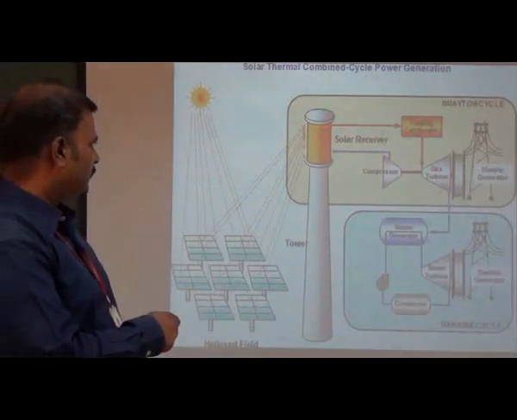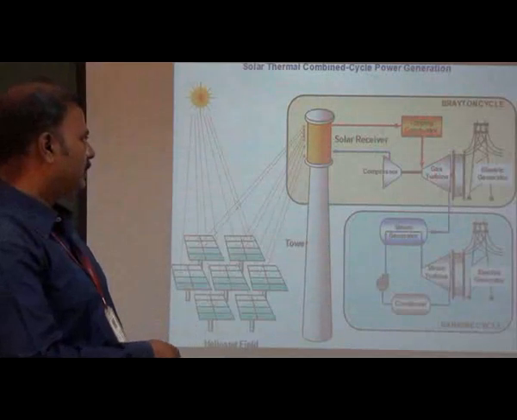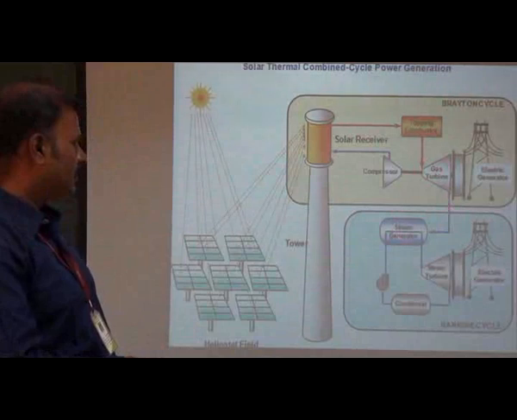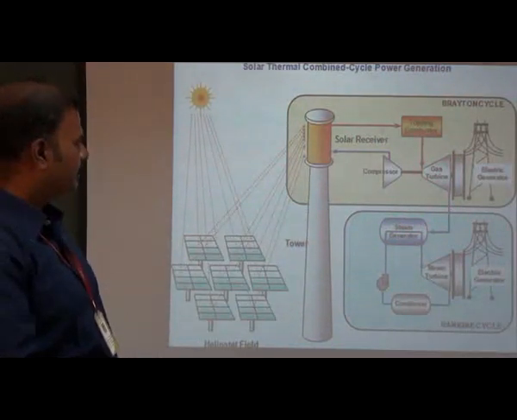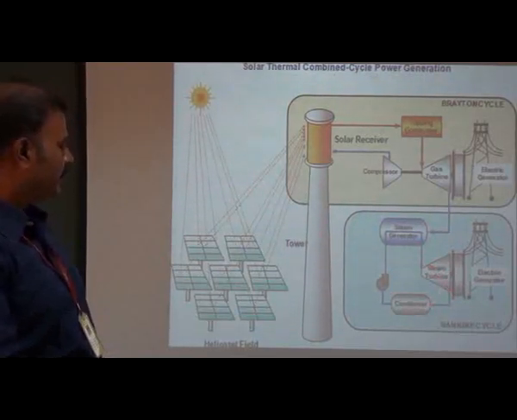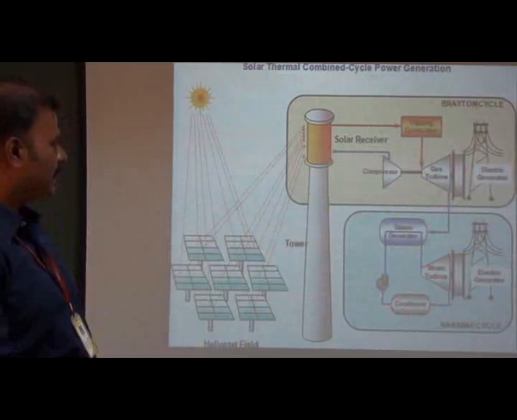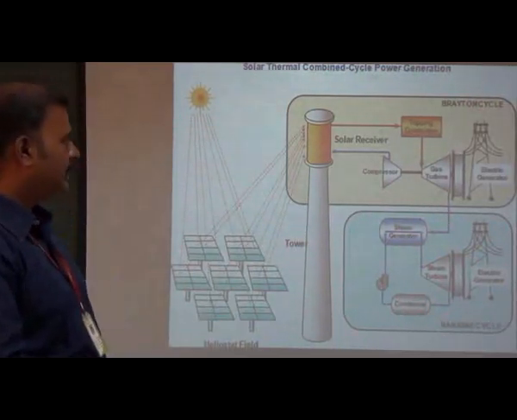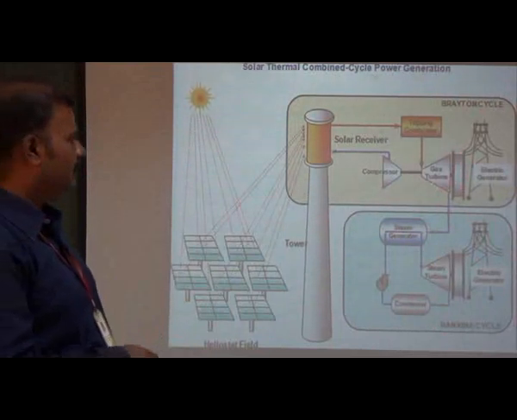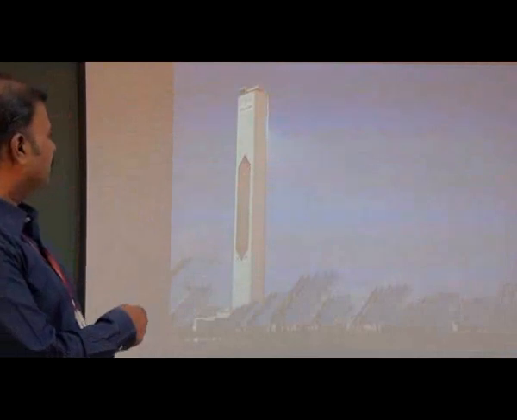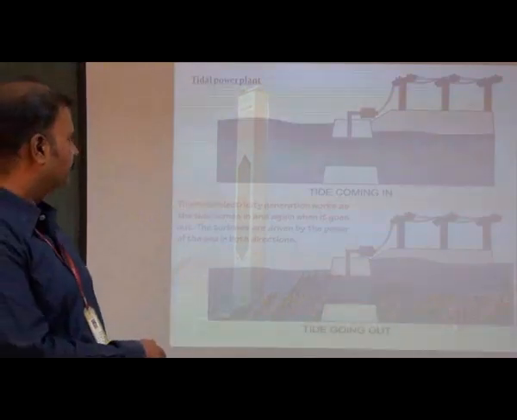The steam which is coming here is used to run the turbine, and again the gas turbine exhaust from the turbine is used in the steam generator. The steam is produced here, and the produced steam is used to run the steam turbine. The exhaust from the steam turbine is condensed and circulated back. This is a Brayton cycle. This is a Rankine cycle. It is a combined cycle power plant using solar energy. So this is the best example of the solar tower concept.